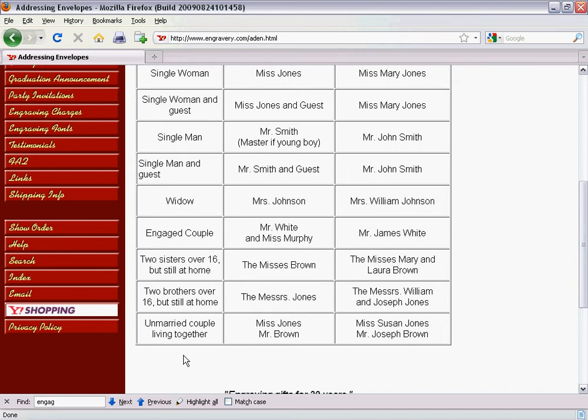And then finally, if you have an unmarried couple that you're inviting but they live together, you'd put her name, Miss Jones, and underneath that put his name, Mr. Brown. And then on the outer envelope you put Miss Susan Jones, and then underneath her name you put Mr. Joseph Brown.